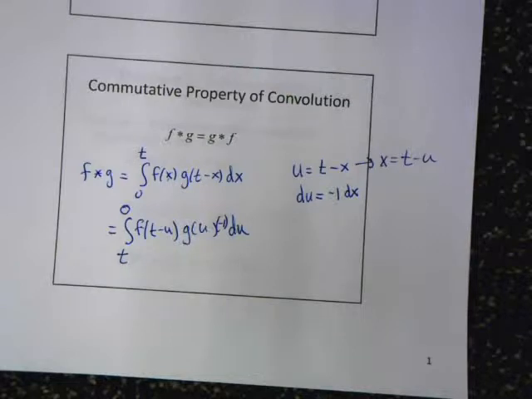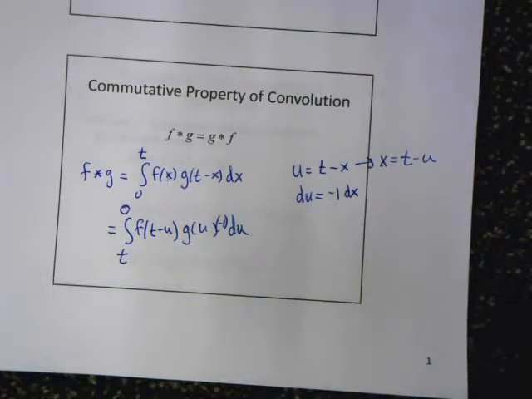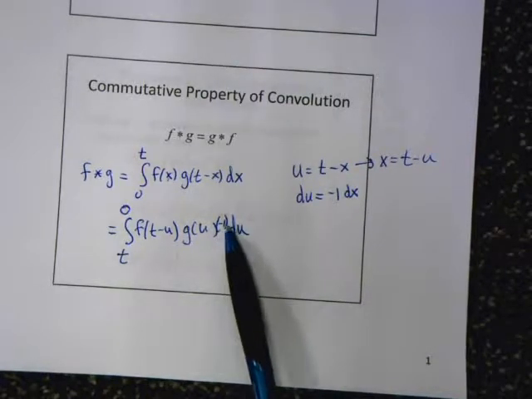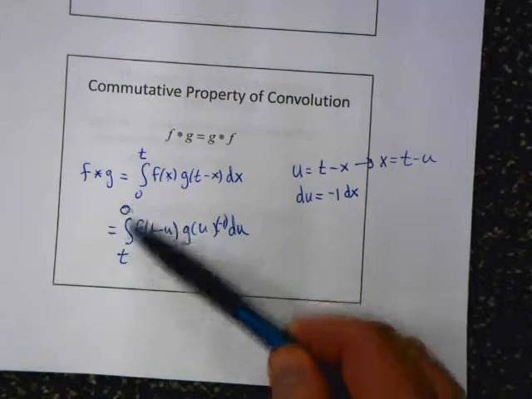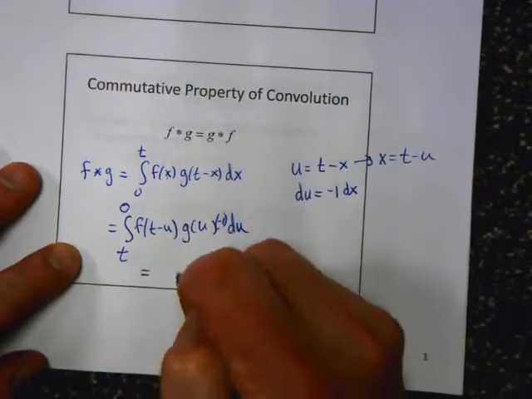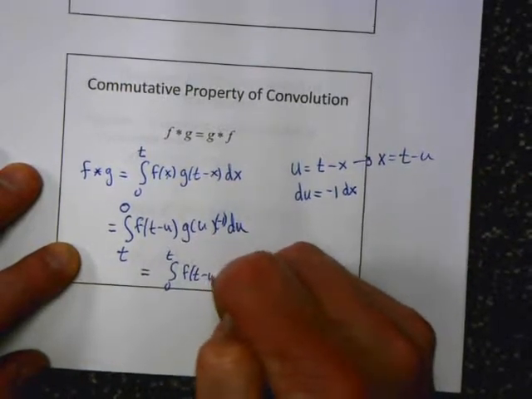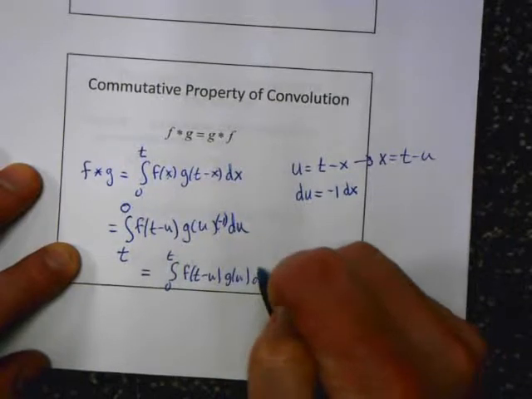So now what? Well, no, I'm not even going to integrate. What does this negative sign do to these bounds of integration? It flips them. So that becomes the integral from 0 to t, f of t minus u, g of u du.